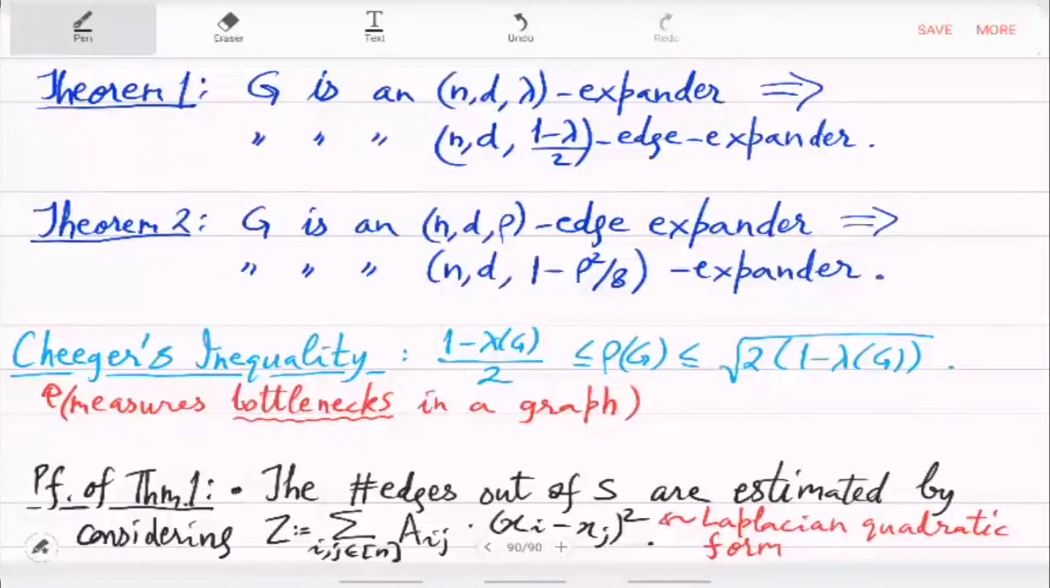Now you have to realize that this could measure the number of edges that go out of S. How? So basically the vertices which are in S, you give them value 1, and the vertices which are not in S, you give them value 0. Okay, so then this difference squared is 1 only when you are looking at an edge that crosses. Within S and within S bar, it is 0. Okay, so let us formalize this. This is the bridge between algebra and combinatorics.